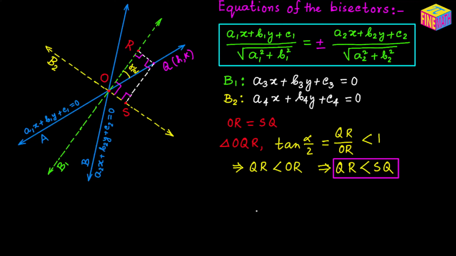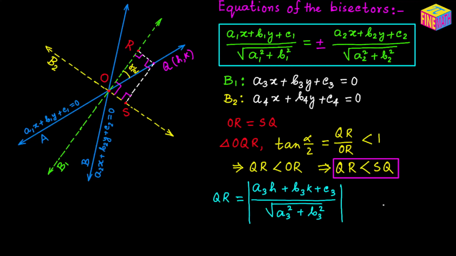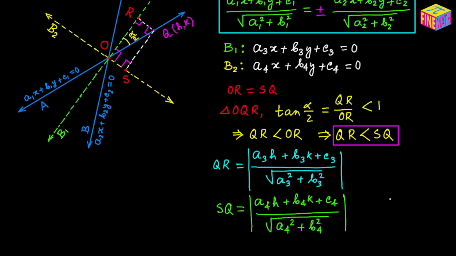So what would be the distance QR? Well, QR will be like this, and similarly the distance SQ will be kind of like this. And after calculating these two distances, if we find that QR is less than SQ, then obviously B sub 1 represents the equation of the bisector of the pair of acute angles, and then B sub 2 will be the bisector of the obtuse angles.